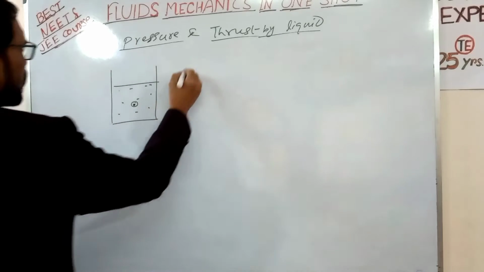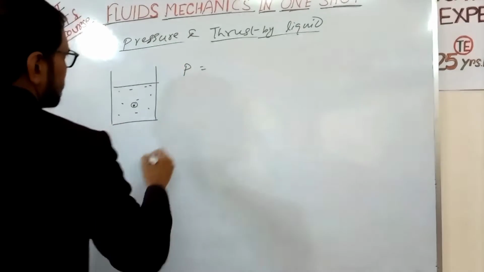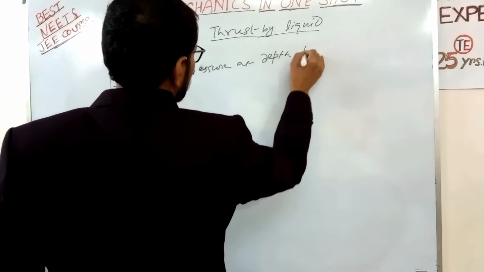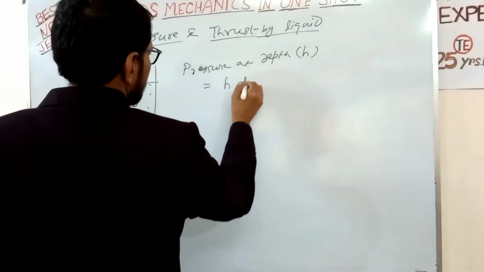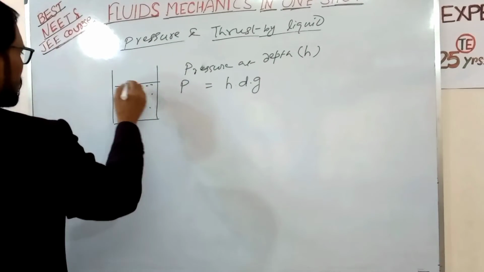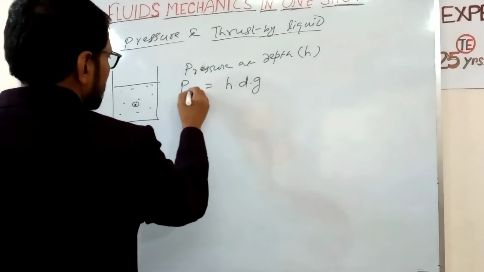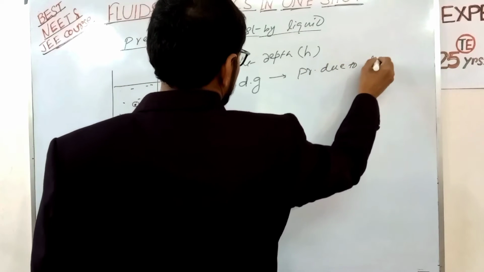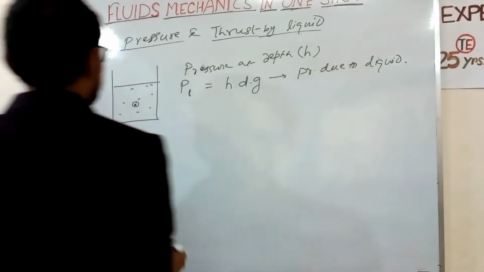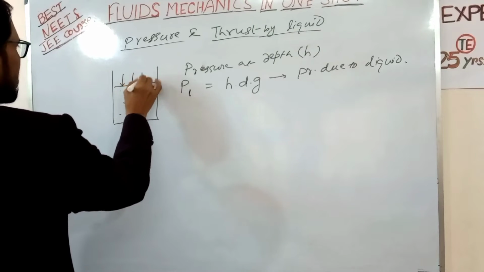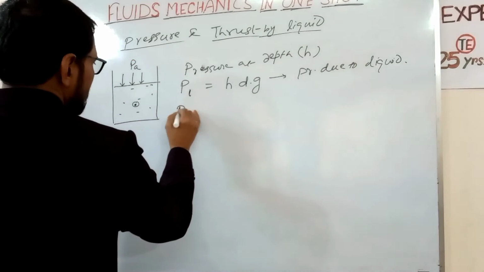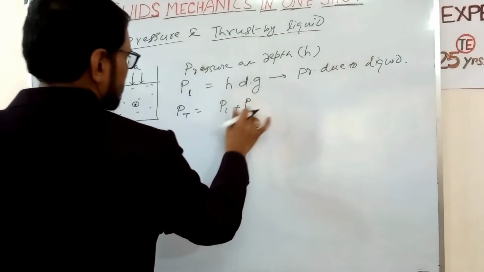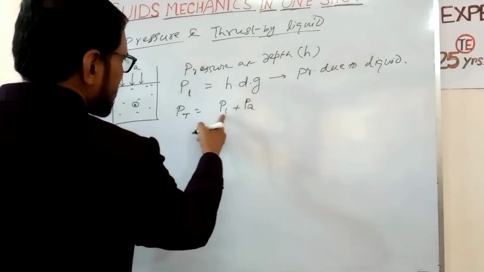Pressure at a point at depth h is equal to hdg. This is pressure due to liquid. Now atmospheric pressure PA also acts. The total pressure will be the pressure due to liquid plus atmospheric pressure, PA.